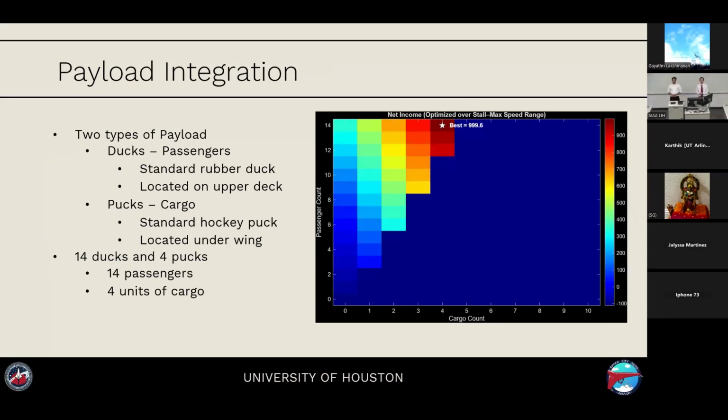So there's two types of payloads, the ducts and the pucks. Through our calculation analysis, we went through different combinations, and we decided on 14 ducts and 4 pucks. This is due to the space the passengers take up, and we cannot stack them. And with this, we are integrating this into our fuselage to make sure there's ease of accessibility, so we can actually access them from the outside.